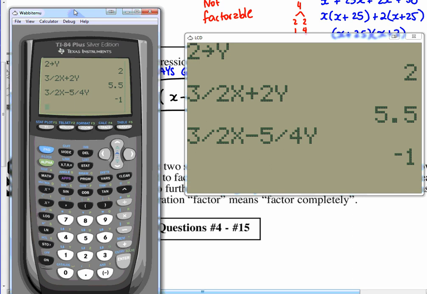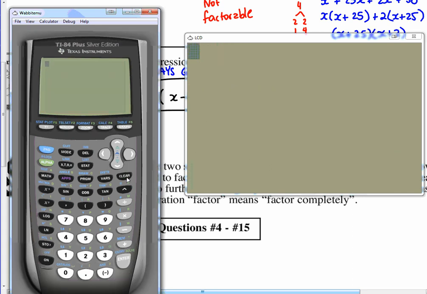Okay, so what I'd like you to do is choose a number for x. Sure, 3. So type in 3, and I want you to push store. STO, which is right above the on button. Push X, which is right below mode. And push enter.